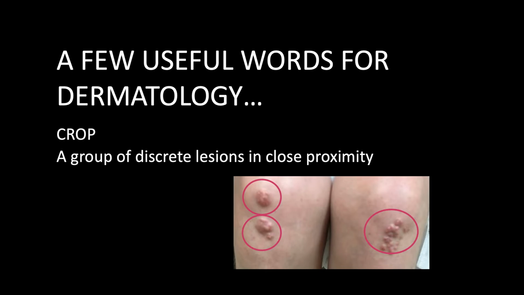So we mentioned the word crop. A crop is a group of discrete lesions in close proximity. So it's a group of lesions, but they're separate lesions. This photo is an example of 3 different crops.